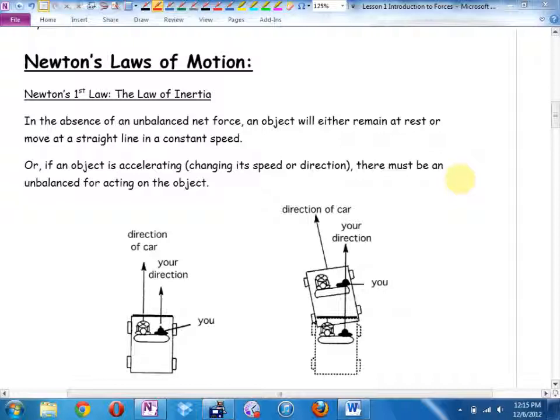So, how many of you have ever been in a car that makes a left turn? If you're in the passenger seat, you feel like you're getting pushed against the door? It's not right. You're actually accelerating inwards. What's really happening is this.